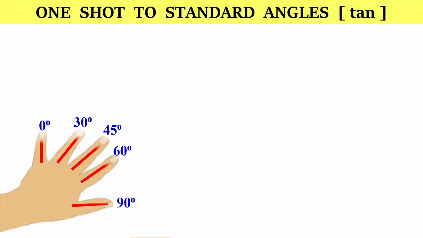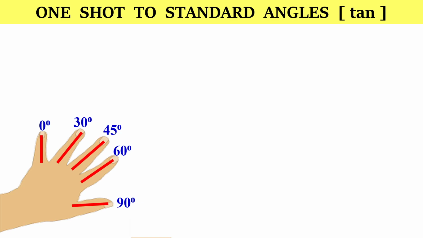Finally, we have one short for standard angles of tan. Now the formula for tan was square root of fingers above upon square root of fingers below. In this case for tan, you have to turn your palm. Previously the palm was facing us. Now for tan, you have to turn your palm. After turning the palm, you can see the little finger is above now.